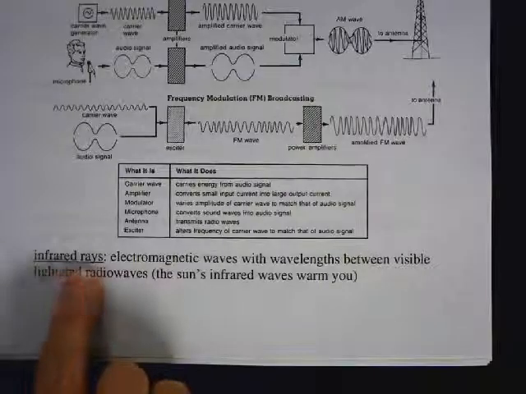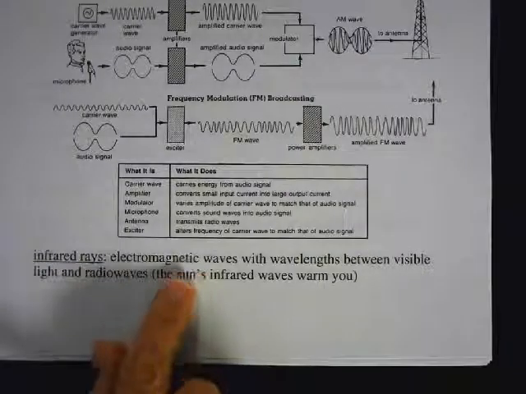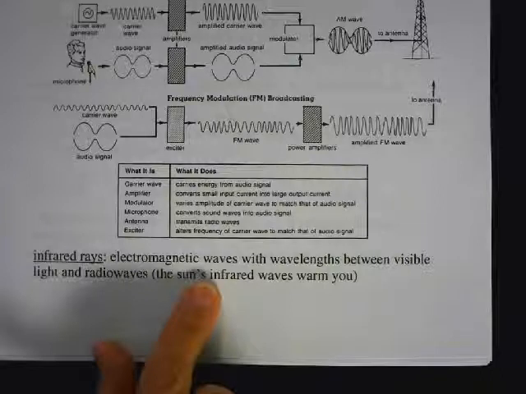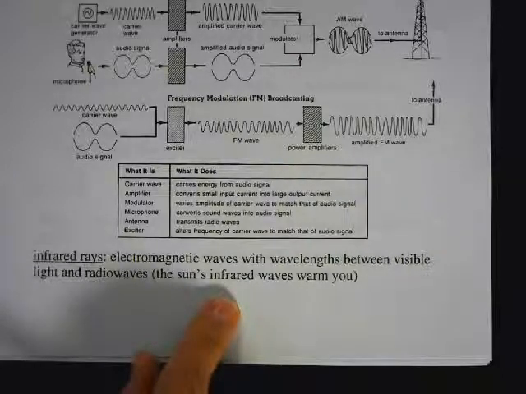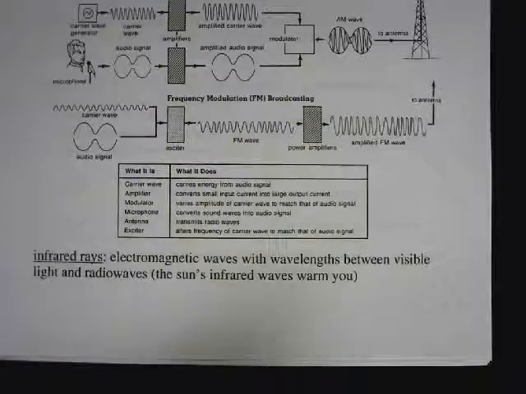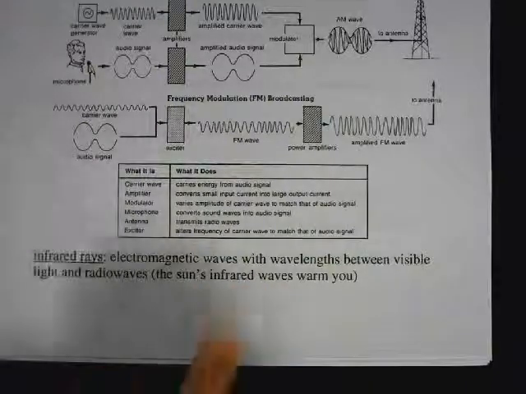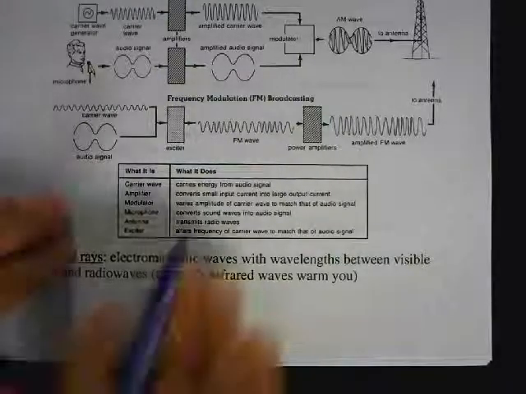The next we have infrared. So again, these are electromagnetic waves, and these warm you. So when you go out in the sun and you can see the light, let's say you're seeing the sunshine, the part that makes you feel warm is the infrared waves.